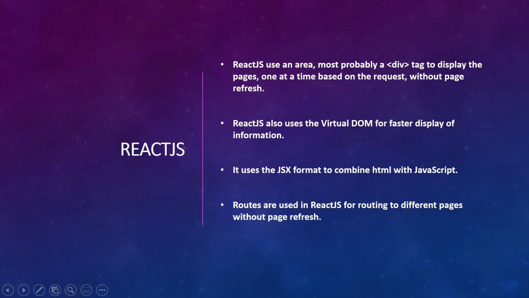So React.js uses an area, most probably a div tag, to display the pages one at a time based on the request without page refresh. React.js also uses a virtual DOM for faster display of information. It uses the JSX format to combine HTML with JavaScript. Routes are used in React.js for routing to different pages without page refresh.